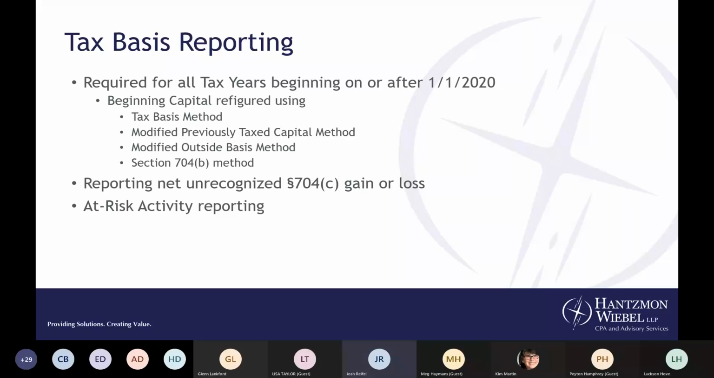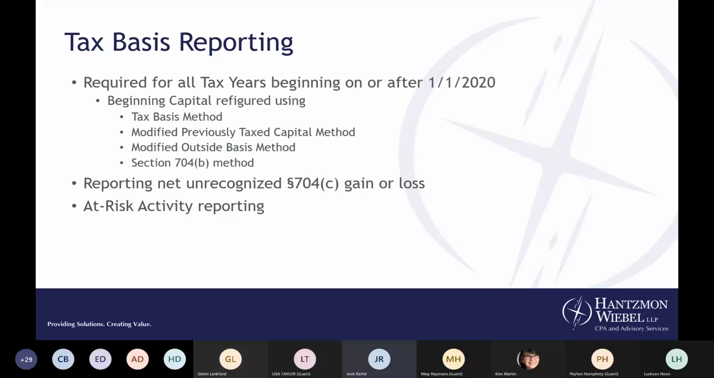The modified outside basis method, the amount to report as a partner's beginning capital is adjusted tax basis as determined under provisions of subchapter K, and subtracting from that the partner's share of liabilities under Section 752 and the sum of 743B adjustments.